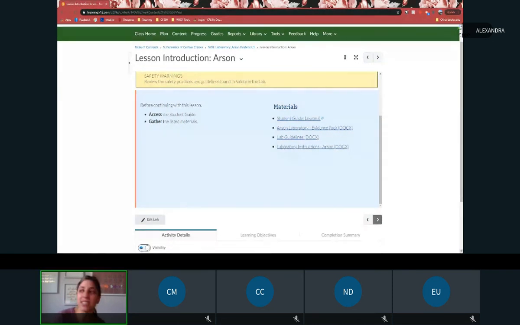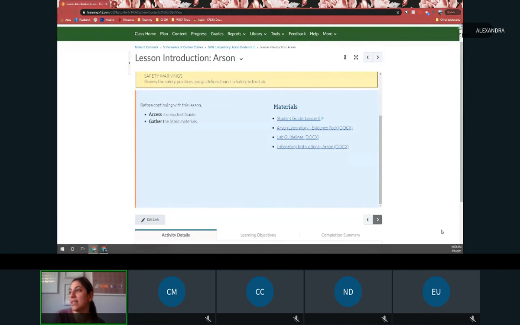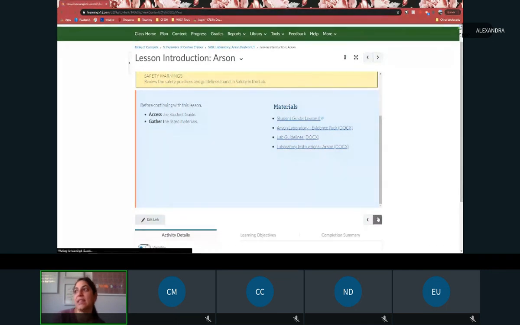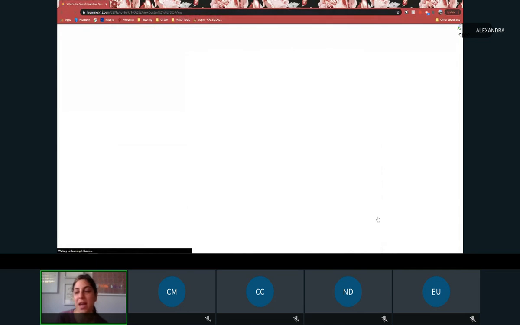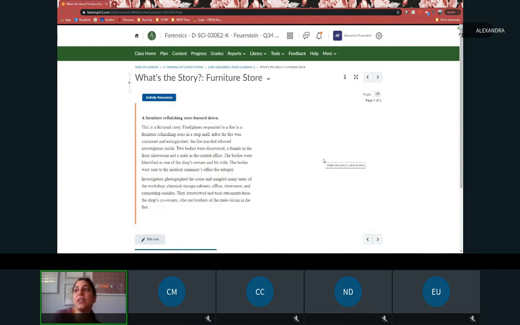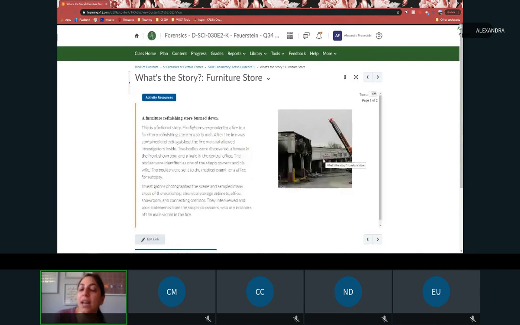All right, let's go ahead and get started. So when we are doing this lesson, let's click through the slides and then we'll kind of go through the slides and then go back to the actual lab. So when we're clicking through, we want to know the scene, right? So understanding, I'm not going to read through all of this, but setting the scene, there was a fire in a strip mall that was of a furniture store. And there were some bodies that were found in this fire. One was a female that was in the front showroom, and there was a male in the central office. And one of them was identified as the shop's owner and his wife.